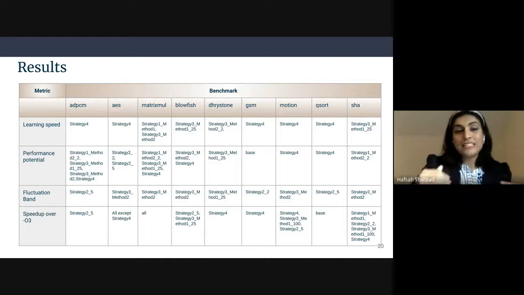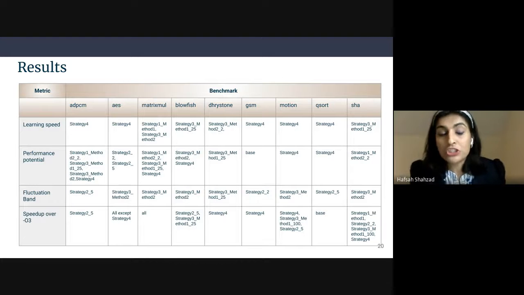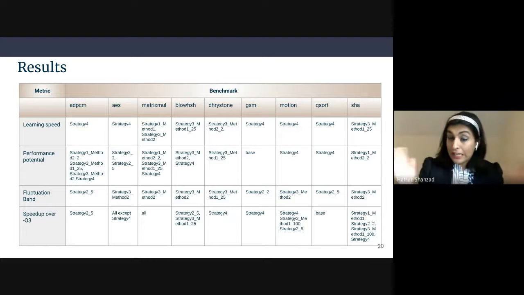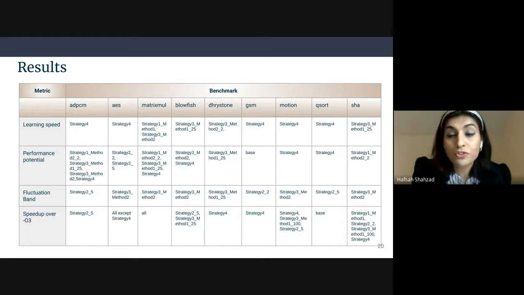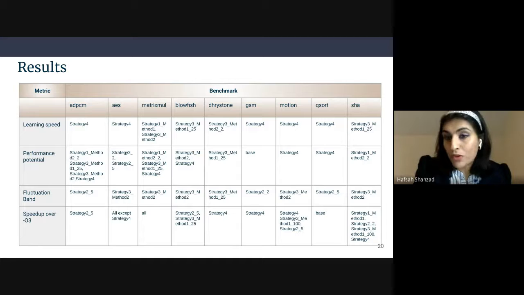And we have been able to see that we can achieve up to 23 times better performance learning speed wise by weighting the different strategies of the agent and the overall model, then 4 times better performance potential. Absolutely, we are able to eliminate the fluctuation band, so we get a very steady state result, and we are able to achieve 3 times better performance than the base when we are comparing the speed up over O3.